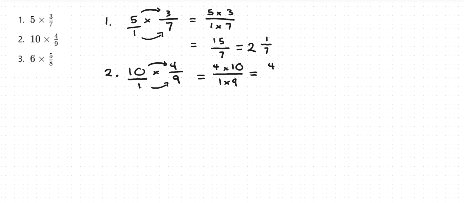4 times 10 is just 40. And 1 times 9 is just 9. And at any point, if you would like to put these into a calculator, you are more than welcome to.